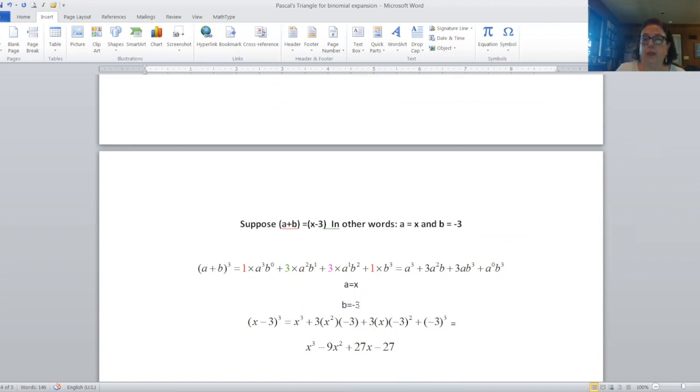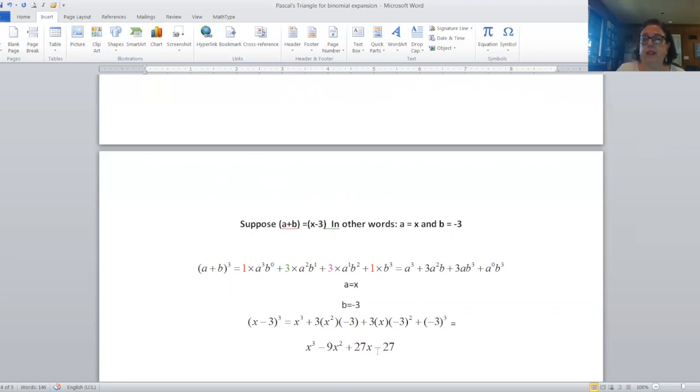We have a cubed, that's going to be x cubed. We have 3a squared b, 3x squared times negative 3. That's going to be negative 9x squared. Then we have 3x to the first power, a to the first power, times negative 3 squared, that's 9. 3 times 9 is 27, 27x. Finally, negative 3, the b cubed, and we get negative 27.